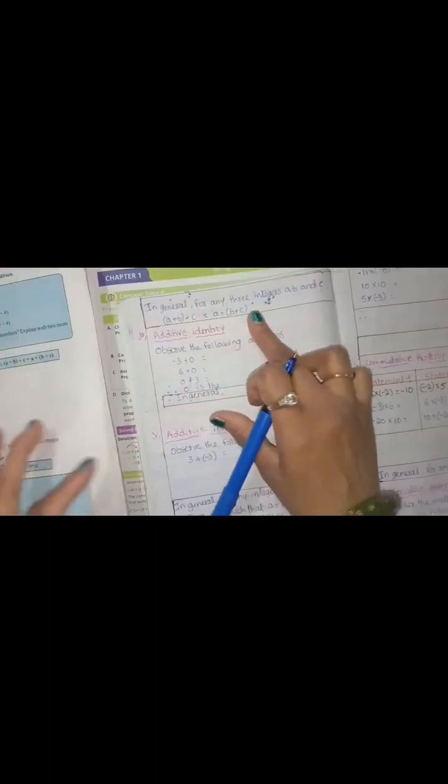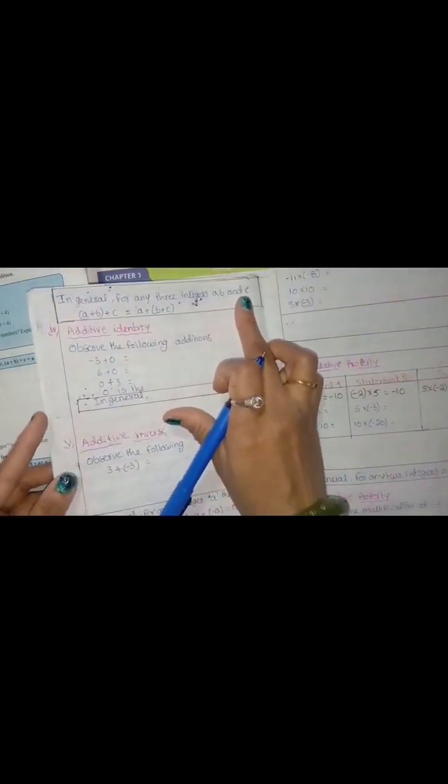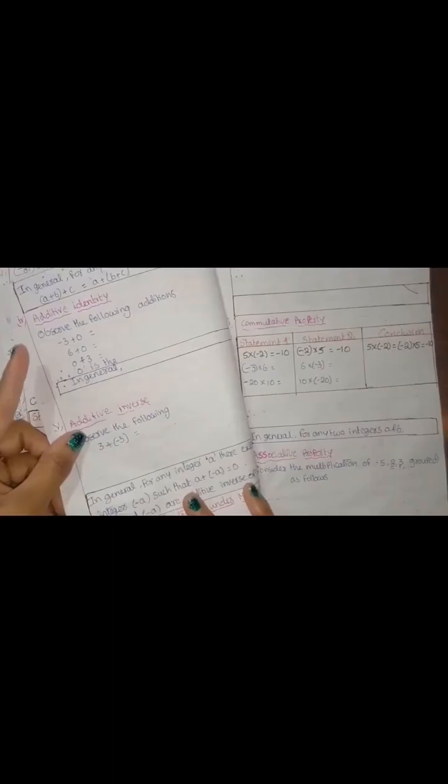Now, in your examples, is both sums equal? Yes, both are equal, so integers follow the associative property. In general, for any three integers A, B and C, that is 1, 2 and 3, A plus B plus C equals A plus B plus C.